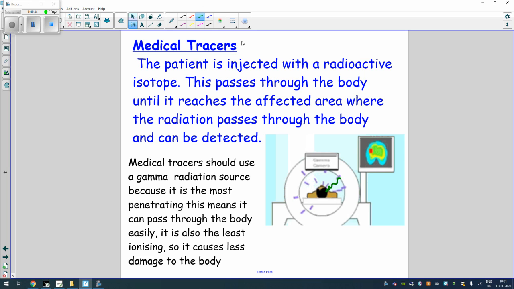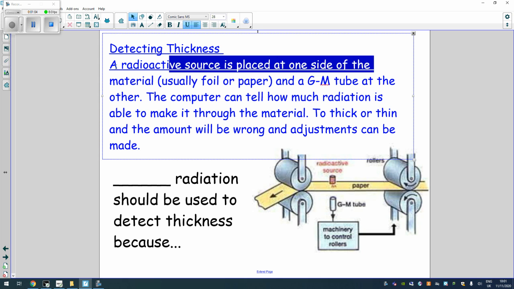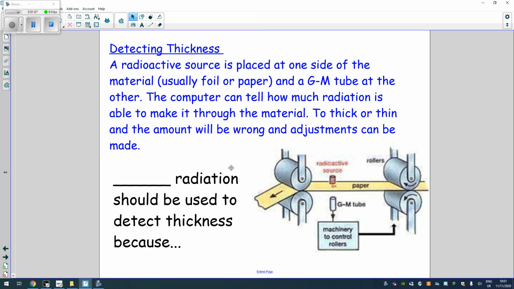Right, moving on to our next use of radiation then. We're going to have a look now at how we can use radiation to detect the thickness of something, usually paper or foil. So a radioactive source is placed at one side of a material. All the information is here that we need. This is what actually happens. We have a radioactive source at one side of a material, and it gives radiation through the material to a Geiger-Müller tube, which detects how much radiation has got through, and then can tell you if that's the right amount or the wrong amount, depending on what the thickness is.